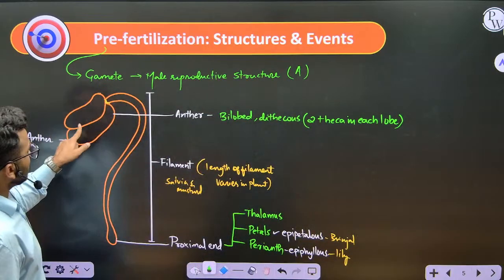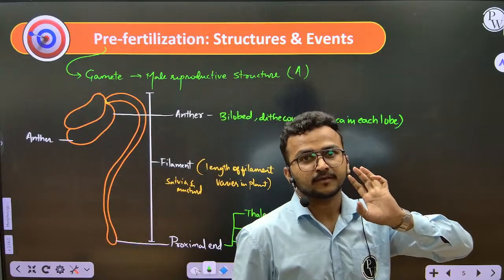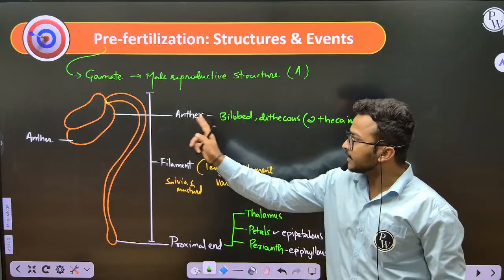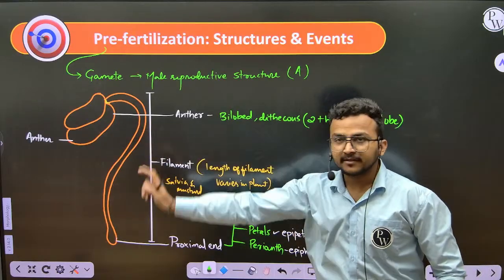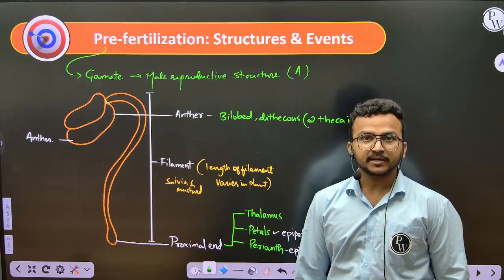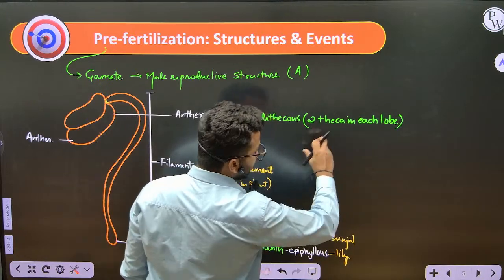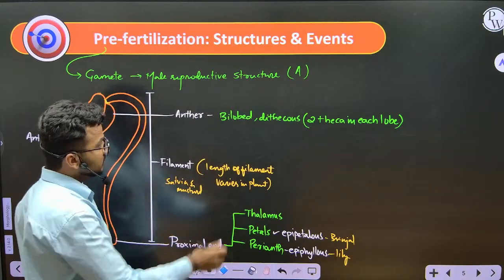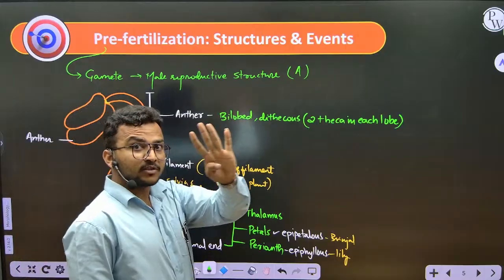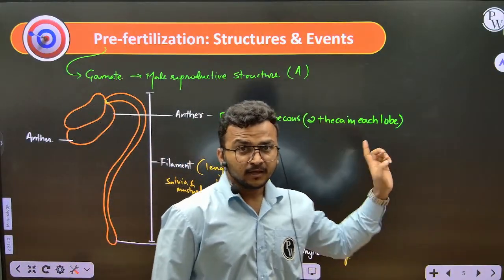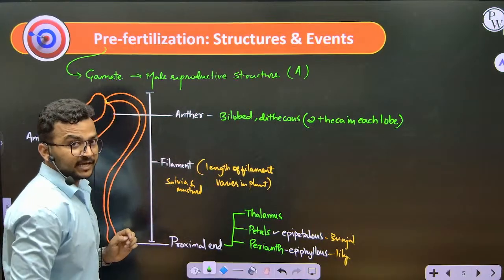In each lobe there are two theca, so how many theca will there be in this one anther? There will be four theca. There are two theca in each lobe, and there are two lobes, so there will be four theca within one anther. So it will be bilobed and dithecous.